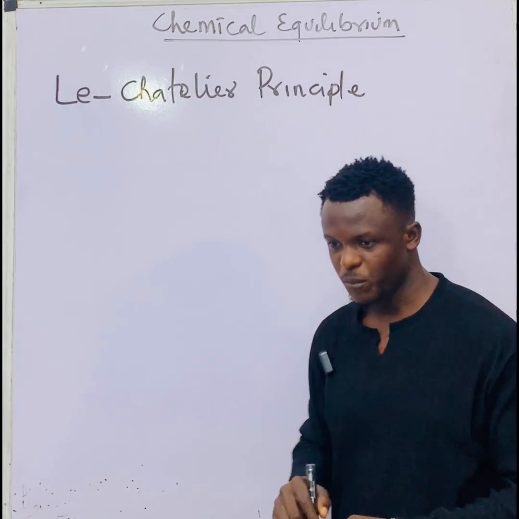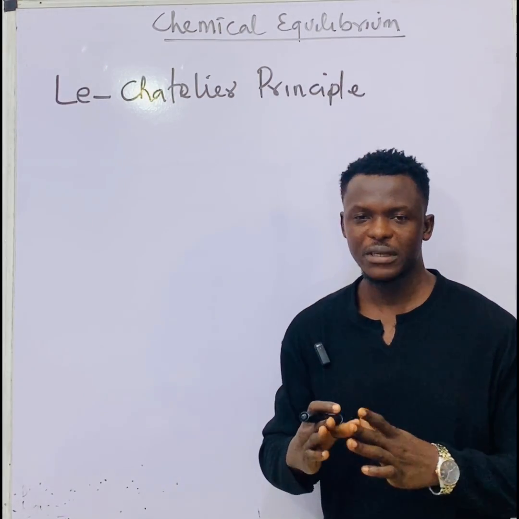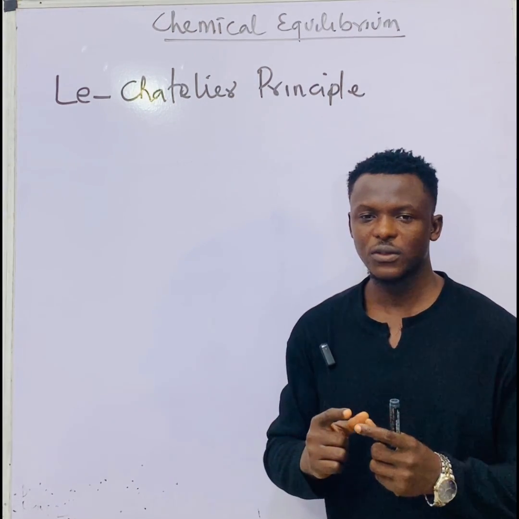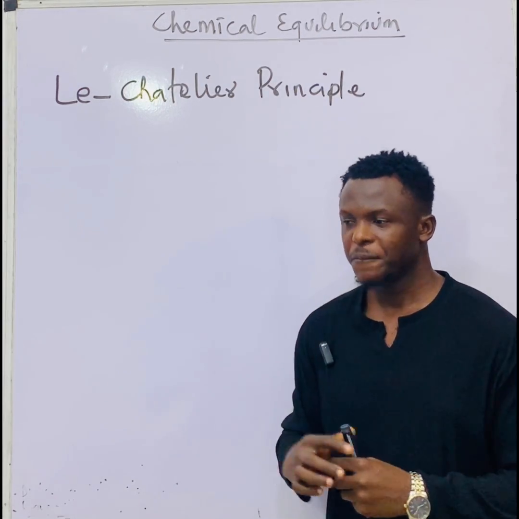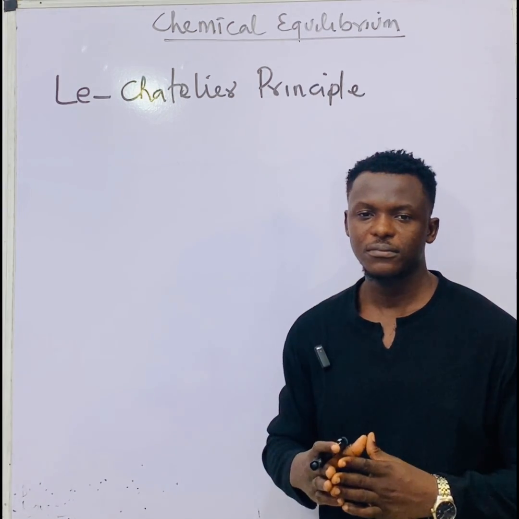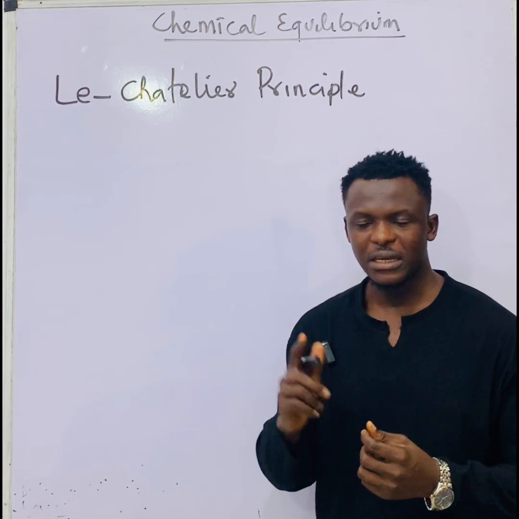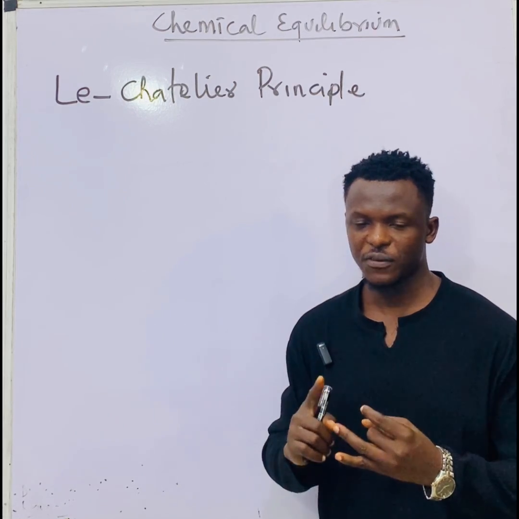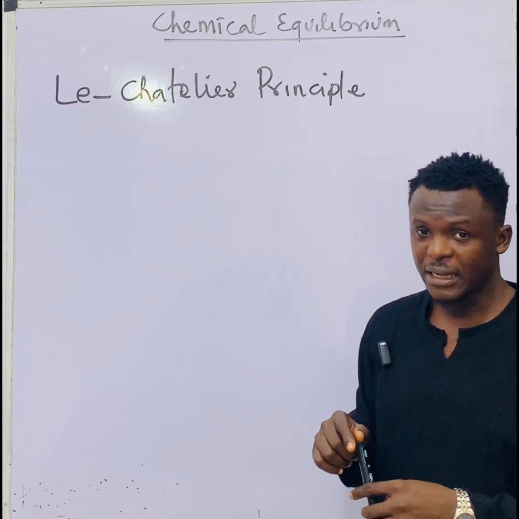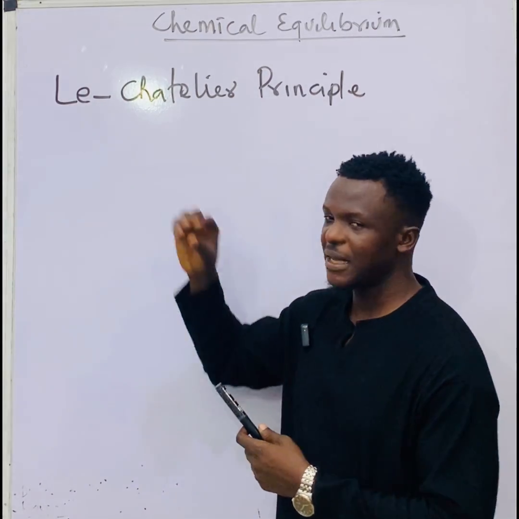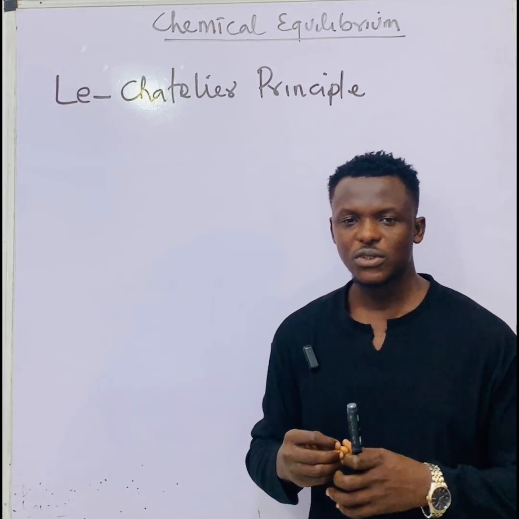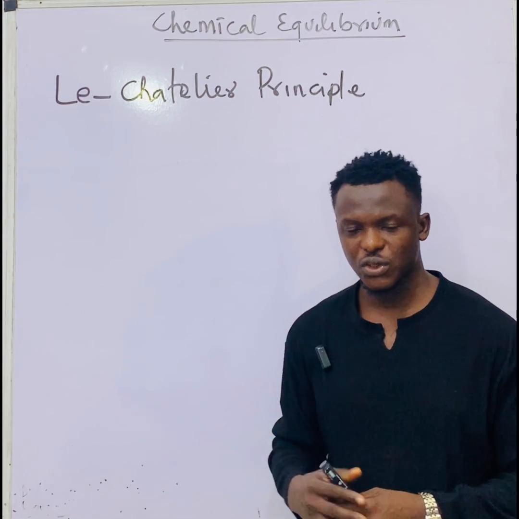This principle states that if a system in equilibrium is disturbed, right, now the equilibrium is going to adjust to cancel out the effect of the disturbance. I repeat, Le Chatelier principle states that if a system in equilibrium is disturbed, and this disturbance could be in terms of change of volume, change of concentration, or change of pressure, the equilibrium is going to adjust itself so as to cancel or annul the effect of the disturbance.